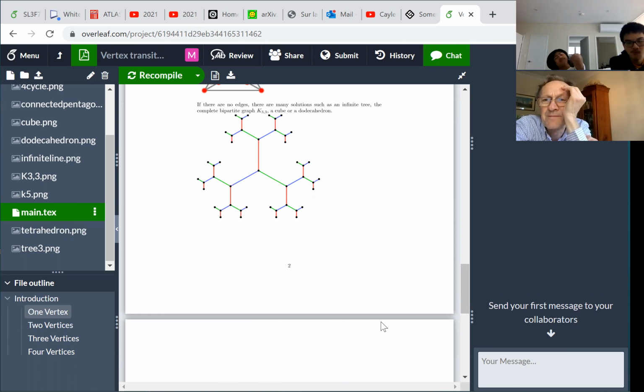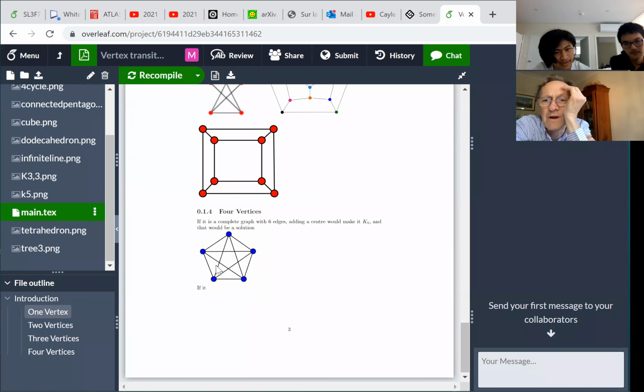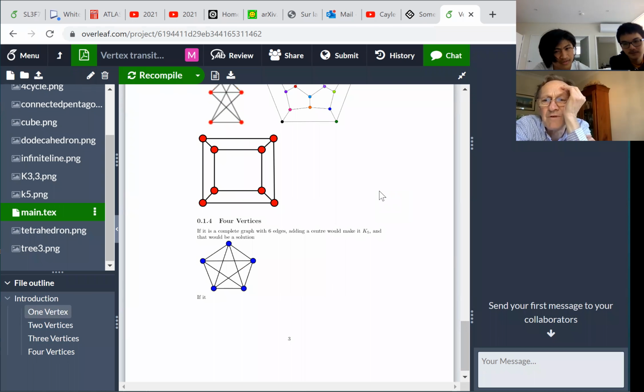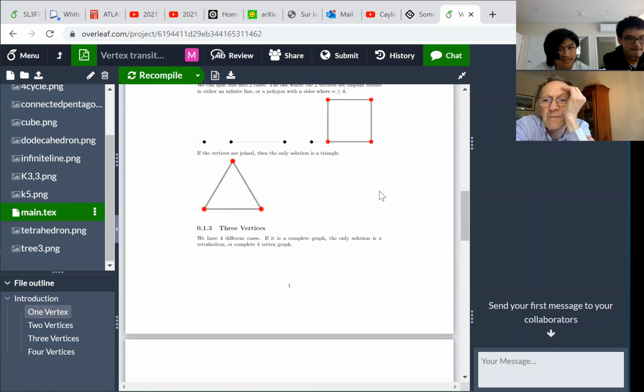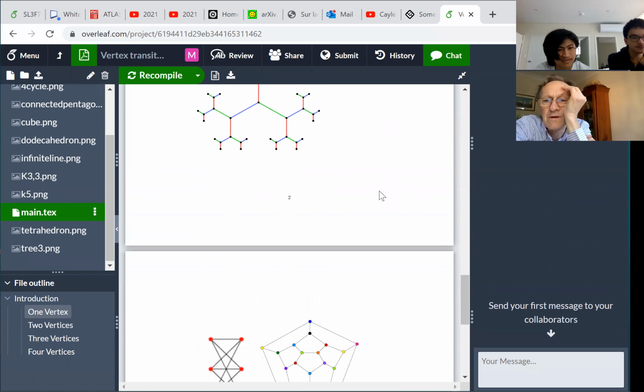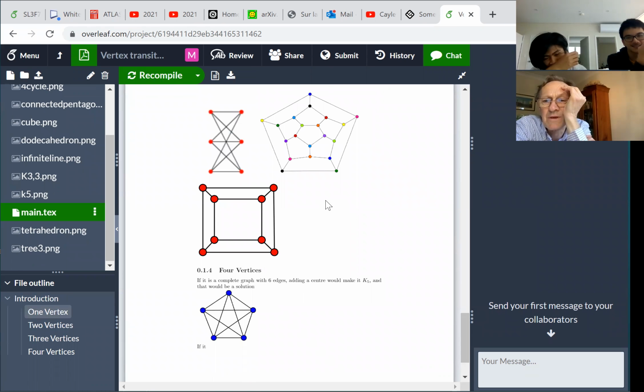Sorry, what was that? The complete graph, always. Yeah, if you start with the complete graph on four vertices, then you get the complete graph on five vertices. And it'll work. Right. Okay. Good. And you got some nice pictures there. So how are you drawing these pictures?